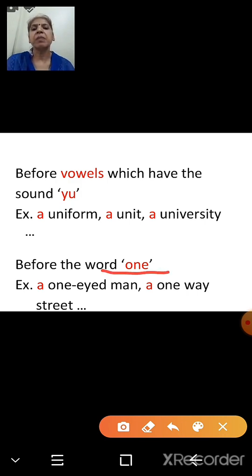And also with the word beginning with 1, that is, before the word one. Now one is beginning with O. O-N-E, one. O is a vowel, but when you pronounce O-N-E, one, the sound is W. And W is a consonant. So what do we say? A one-eyed man. A one-way street. Even we say a 100 rupee note. So A is used before the words beginning with a consonant or consonant sound. Though it is beginning with vowel U or O, when you pronounce it, the sound is a consonant sound.